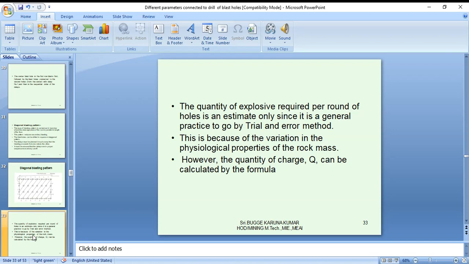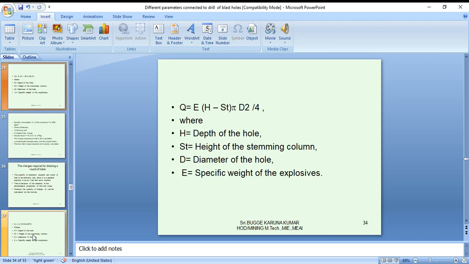The quantity of explosive required per round is only an estimation, since it is generally practiced by the trial and error method. So how much quantity is required per hole? Generally they go for the trial method. This is because of the variation in the physical properties of the rock mass. However, the quantity of charge can be calculated by a specific formula. I'm going to explain the quantity of charge required in the next slide.